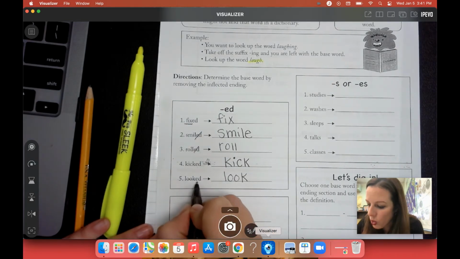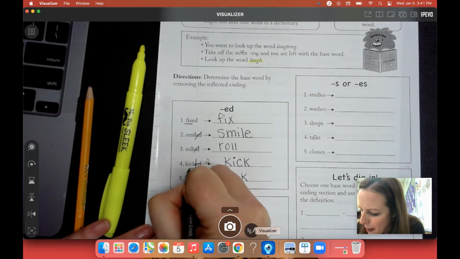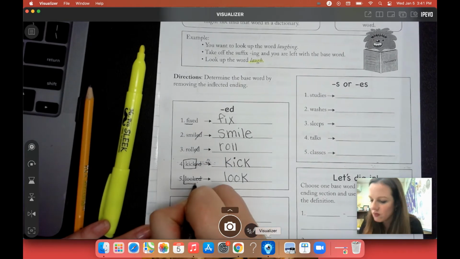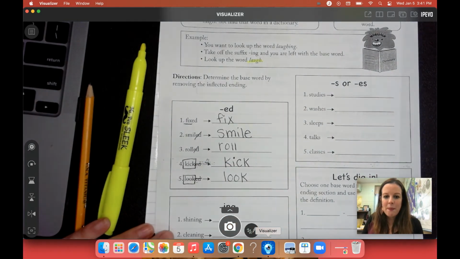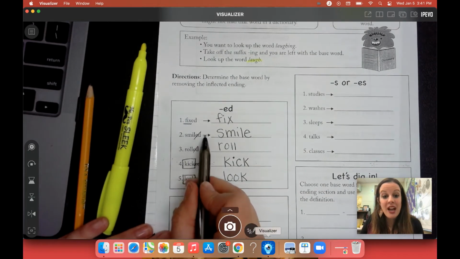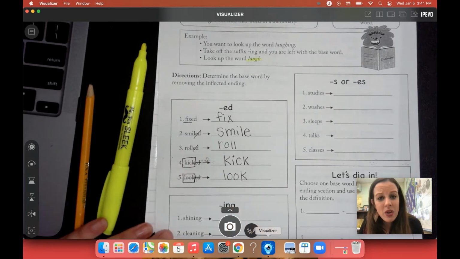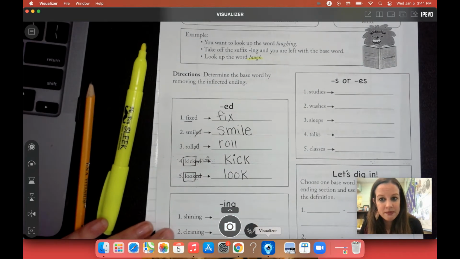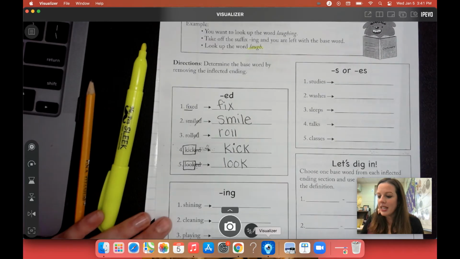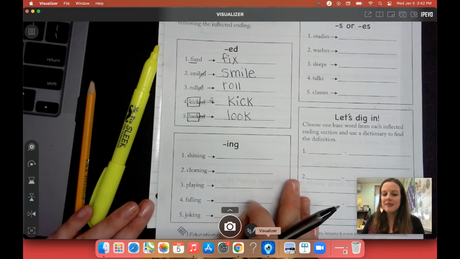Very often, it works out that I can just remove ed and be left with my base word. But sometimes, like in smile, I need to keep the vowel at the end, or in this case, magic E, in order to be able to spell the base word. Let's look at ing. This is a little bit trickier.